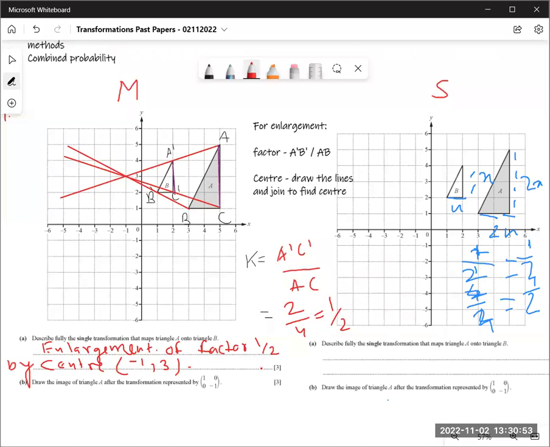No. Shreya also got half, right? Now that's that. Now we don't have matrices, so let's forget that.